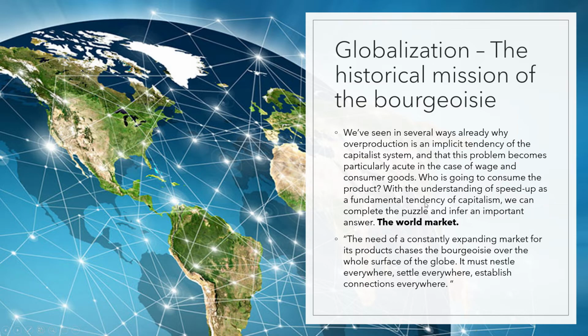And so you can complete the puzzle here and infer that one of the emergences of a capitalist system is the world market. The historical mission of the bourgeoisie is globalization. To quote the Manifesto, the need for a constantly expanding market for its products chases the bourgeoisie over the whole surface of the globe. It must nestle everywhere, settle everywhere, establish connections everywhere. We've now shown that logically.